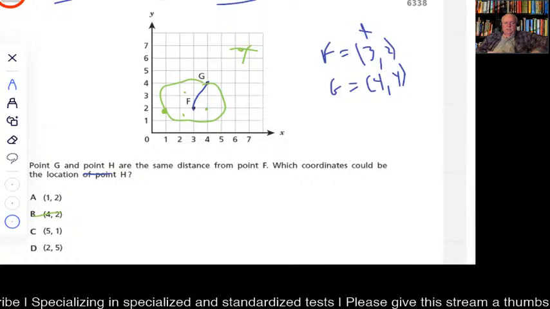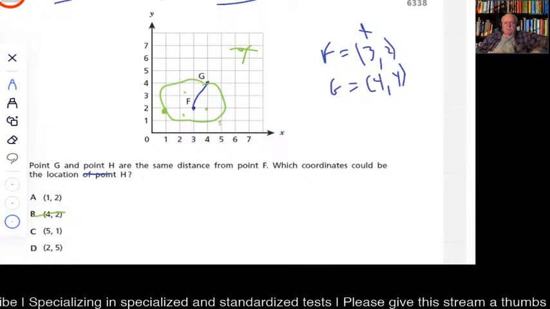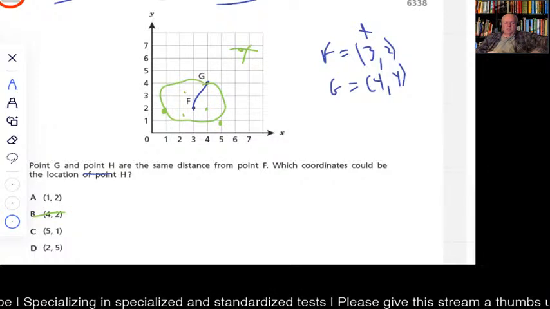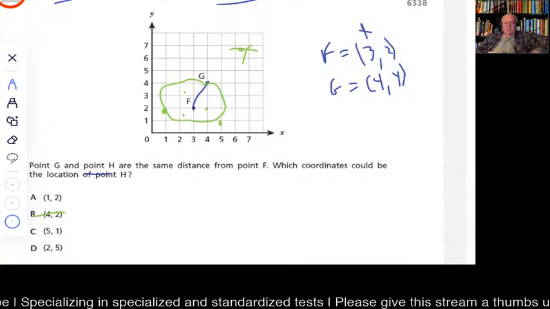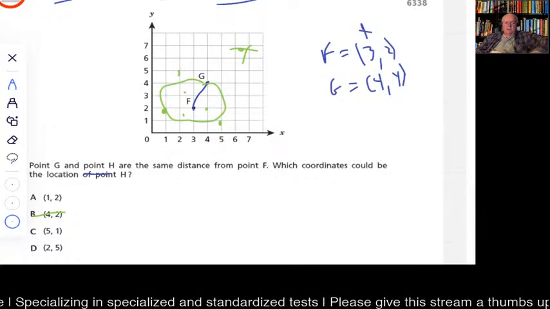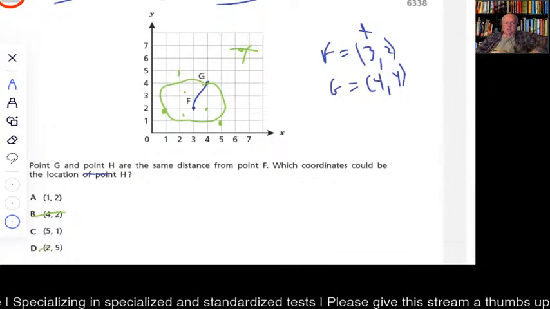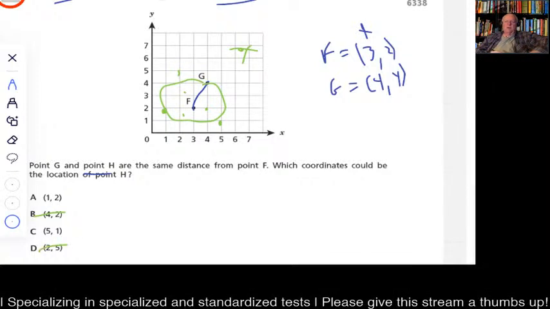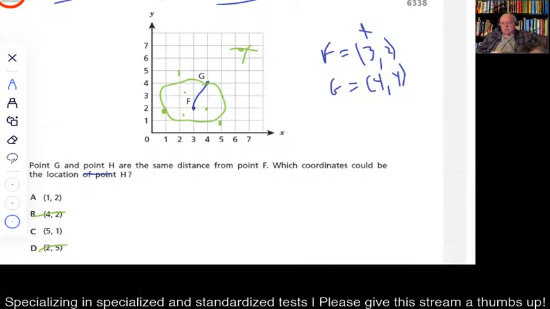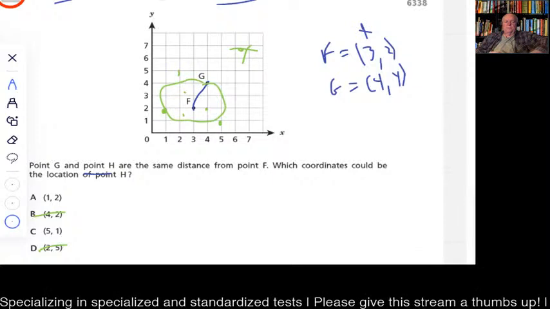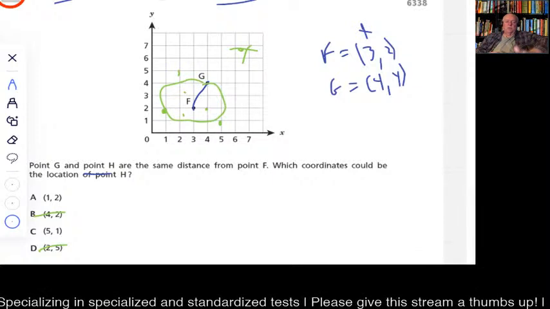Okay, C is (5, 1). That's about there, so that's within the realm of my sloppy circle. And D is (2, 5). Even though my circle's sloppy, it can't be D either then. So visually, if you don't know anything else to do from here, you went from a 25% chance down to a 50-50 chance of getting the right answer now. So how do we determine which it is?